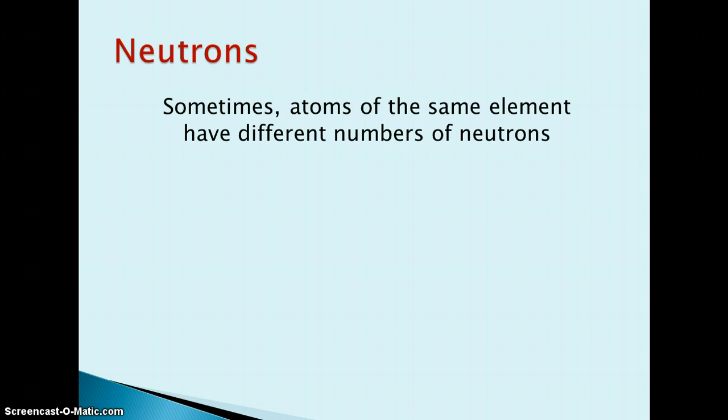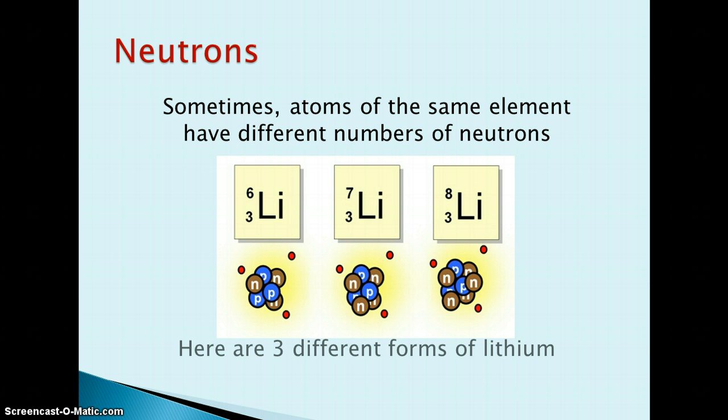Neutrons. So sometimes atoms of the same element have a different number of neutrons. So let's take a look at lithium here. We have 3 different forms of lithium. And we can tell that they all have different neutrons, or amount of neutrons, by just looking at the pictures there. We can count the different amount of circles there with the N in there. The P's all stay the same, 3, 3, 3. And when we look at the boxes, the 3 in the lithium, bottom left corner there, stays the same in all 3 boxes. But the number of neutrons varies.